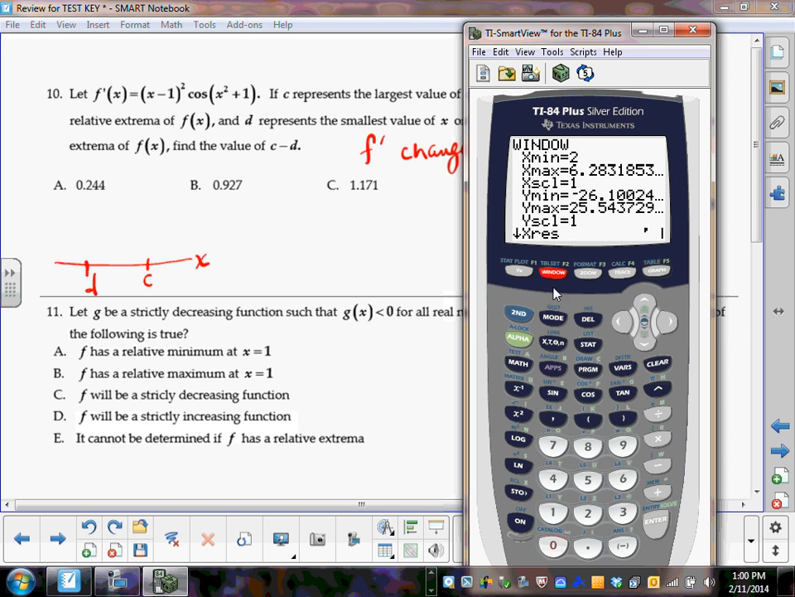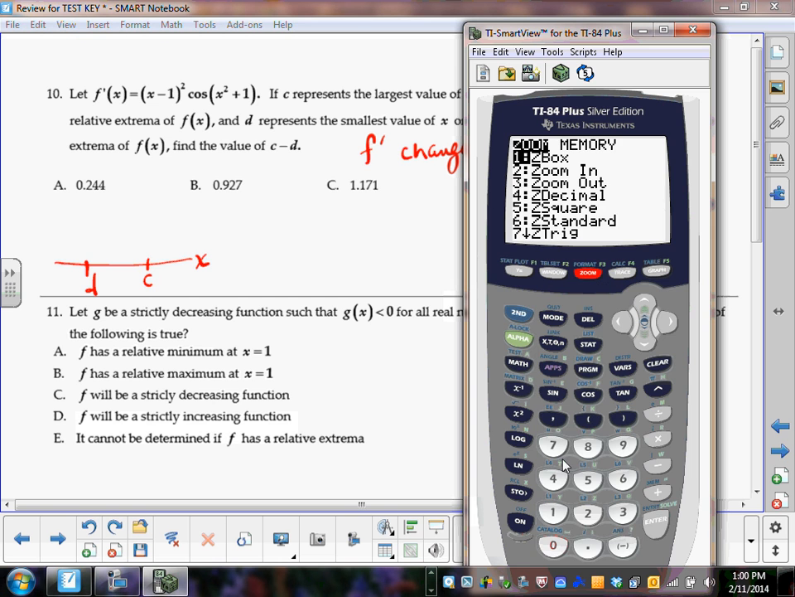So double check our window. 0 to 2. And zoom 0 again.